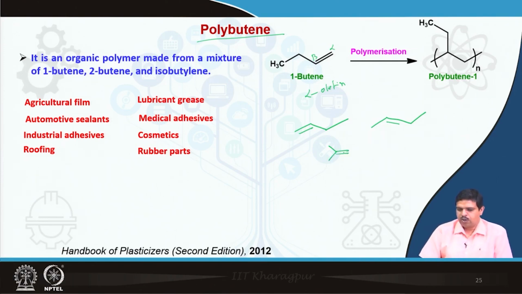Okay. So, here you will see this is the 1 butene, this is the 2 butene, okay, and this is the isobutylene. So, all are basically butene, and obviously depending on the monomer, the polymeric structure will be different. Like this one is from the alpha butene, that is a 1 butene. So, depending on the ratio of the different monomers, you can also tune the physical properties.